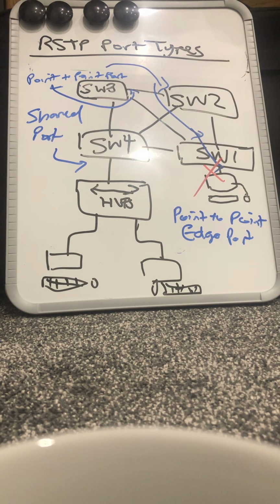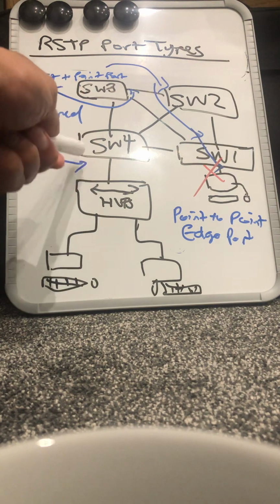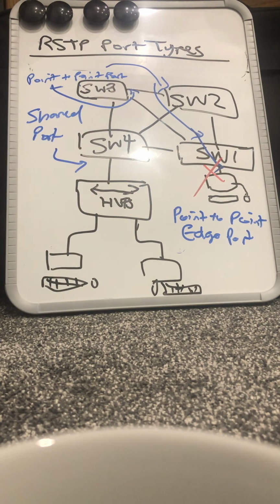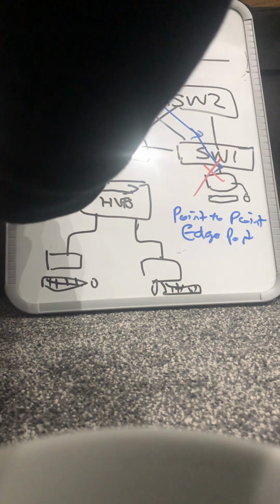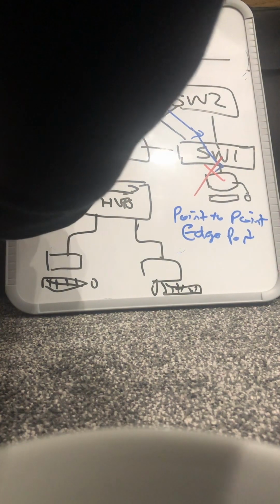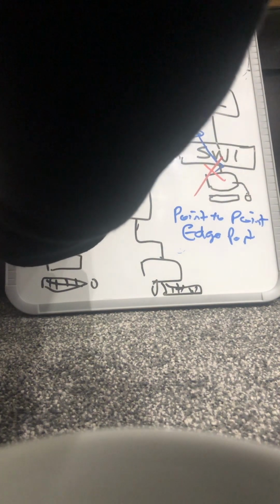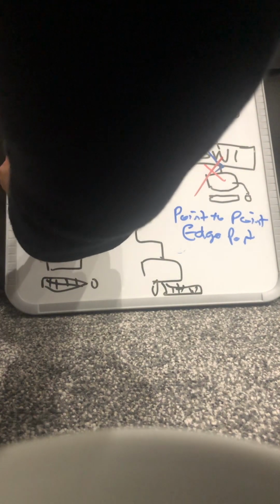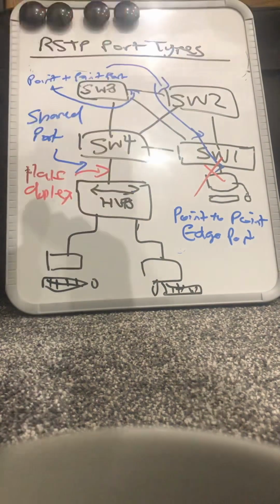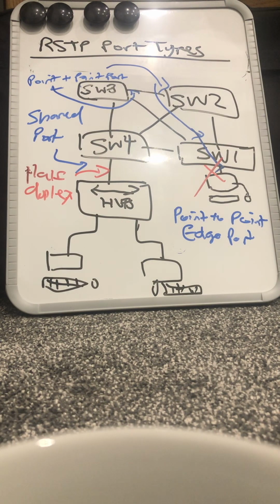RSTP converges more slowly on shared ports as compared to point-to-point ports. So hubs create a shared Ethernet, and hubs force the attached switch port to use half duplex. That is being forced here. So that's what we need to remember, guys.